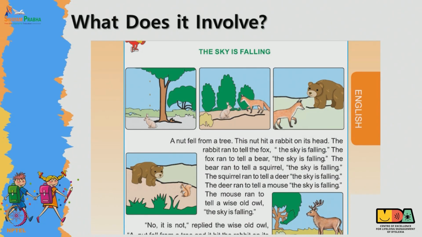A nut fell from a tree. This nut hit a rabbit on its head. The rabbit ran to tell the fox, the sky is falling. The fox ran to tell a bear, the sky is falling. The bear ran to tell a squirrel, the sky is falling. The squirrel ran to tell a deer, the sky is falling. The deer then ran to tell a mouse, the sky is falling. The mouse ran to tell a wise old owl, the sky is falling.